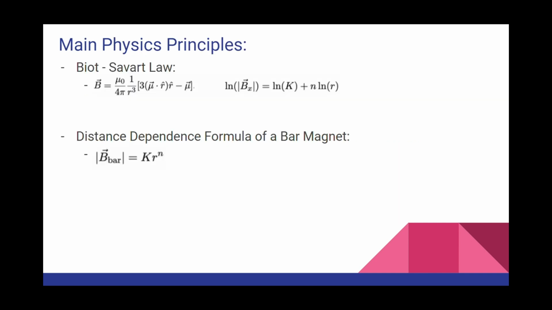The main physics principles for this lab are the Biot-Savart law, which gives the magnetic field based on the constant mu naught over 4 pi, times 1 over r cubed, and then the cross product between the velocity and the r hat. Also, the distance dependence formula of a bar magnet, which is B equals k r to the n.